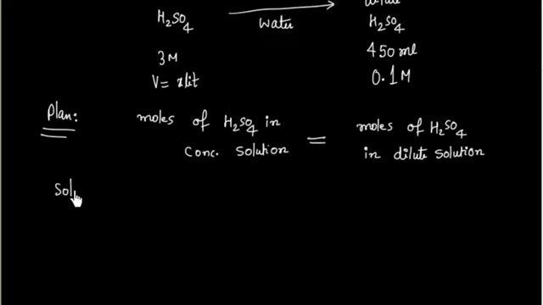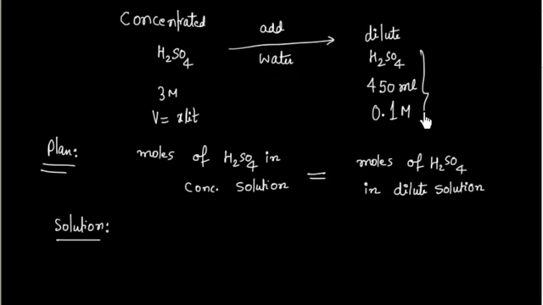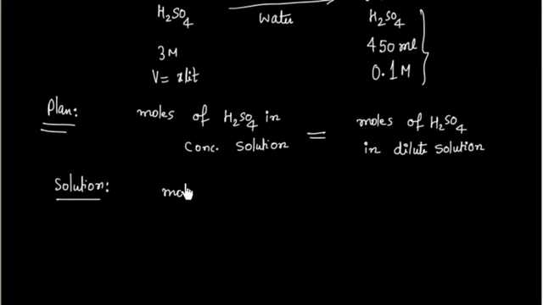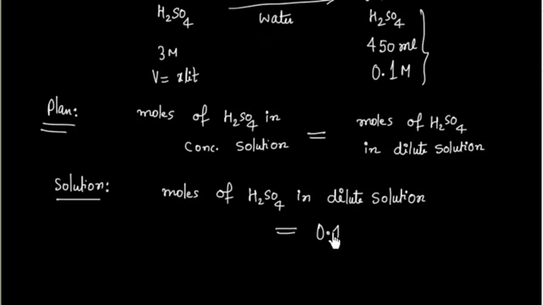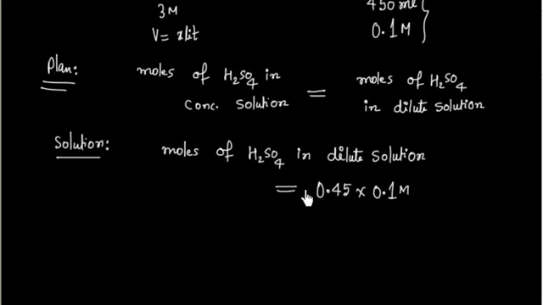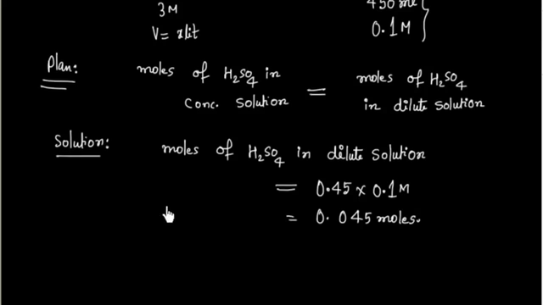So let us see how we can proceed for the solution. Initially find moles of H2SO4 in dilute solution. Moles of H2SO4 in dilute solution is equal to volume into molarity. Volume is 0.45 liter and molarity is 0.1 M. So this is equal to 0.045 moles. So this is the moles of H2SO4 in dilute solution.